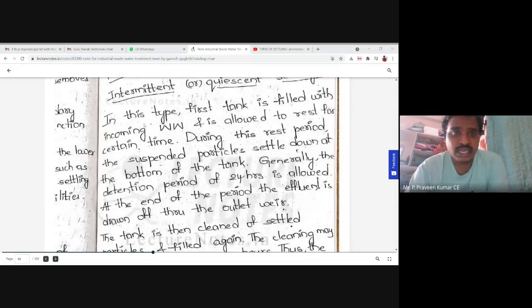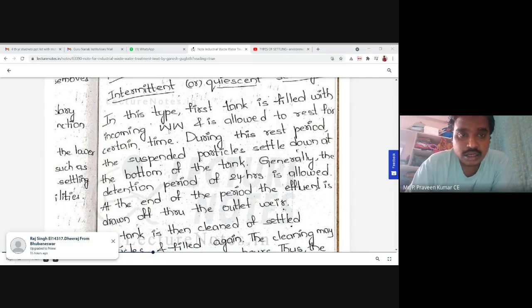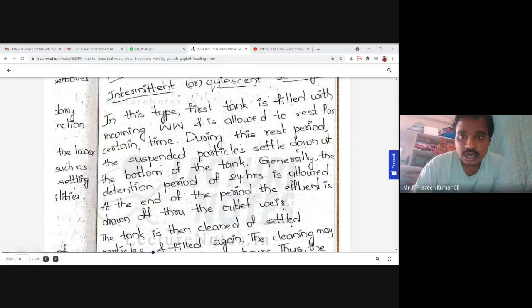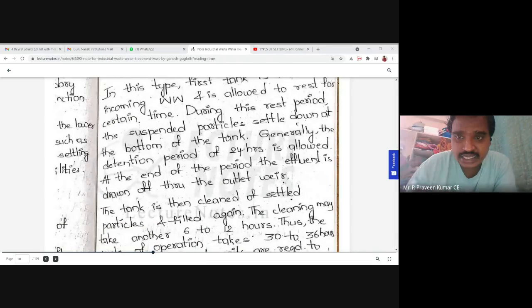Here you can see in this type, the first tank is filled with the incoming wastewater and is allowed to rest for a certain time. Here the certain time is nothing but a minimum of 24 hours. During this rest period, the suspended particles settle at the bottom of the tank.